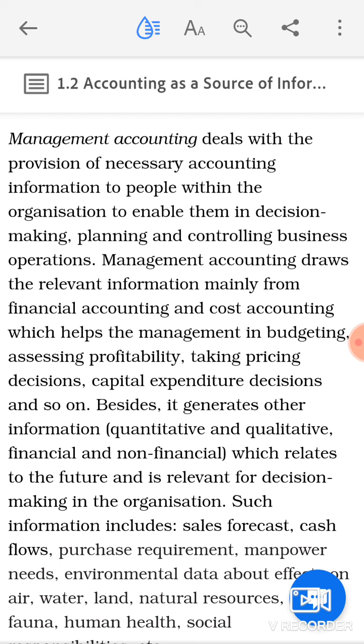Besides, it generates other information, quantitative and qualitative, financial and non-financial, which relates to the future and is relevant for decision making in the organization. So even the management is going to make your non-financial decisions also, or you could say the qualitative decisions, like what should be the recruitment policies, means how much salaries have to be paid to the individuals in the organization, how much working hours should be there. So all these will be done under your management accounting.